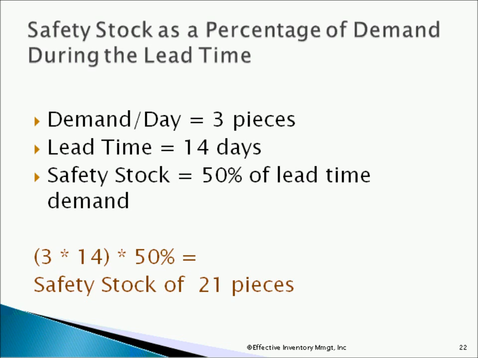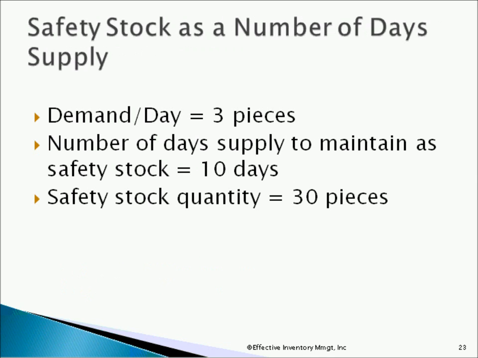Now, computer systems typically will maintain safety stock one of 3 ways: as a percentage of lead time usage, or anticipated lead time demand, is the first way. Here we have an example. I sell 3 pieces per day. I have a lead time of 14 days. 3 times 14 is 42. And I'm saying I want to maintain 50% of lead time usage. That would be 21 pieces.